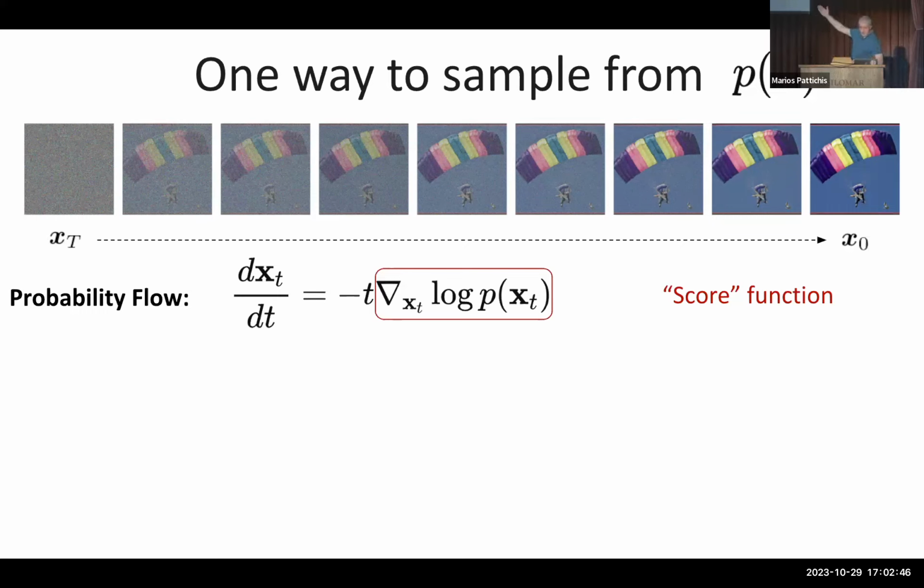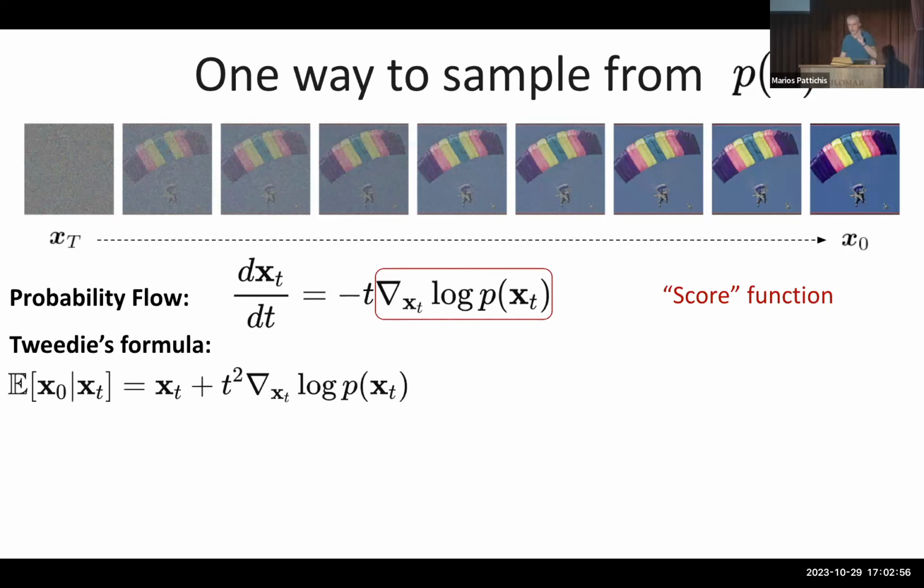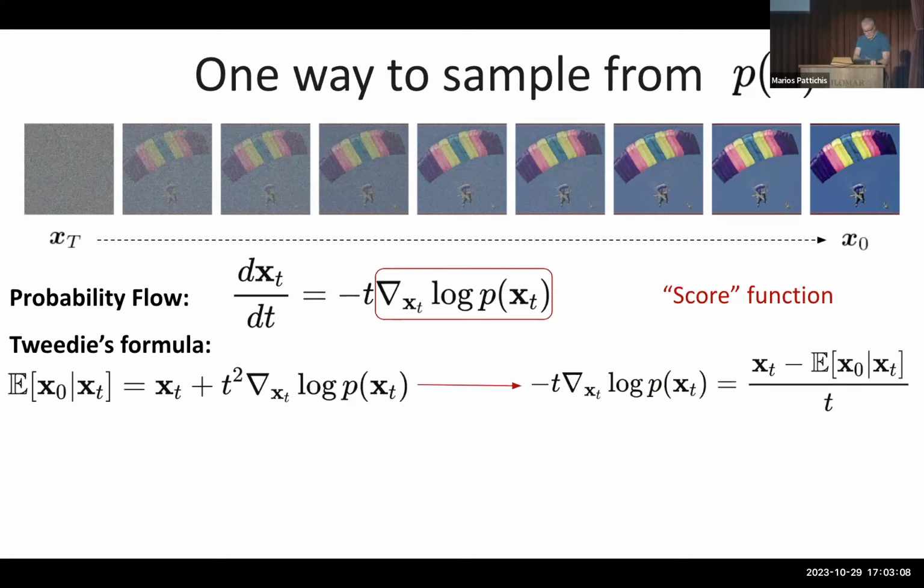All right, so this equation is fine, except that you don't know how to compute the right-hand side. So you can't really solve this equation. But it turns out Tweedie's formula comes to the rescue. So remember this equation: the MMSE estimate, you can write it as X plus T squared gradient of log of P. And I can rewrite this, and if I do, you can see that the right-hand side of the probability flow equation I can now write as the residual of the MMSE denoising. Does that make sense?